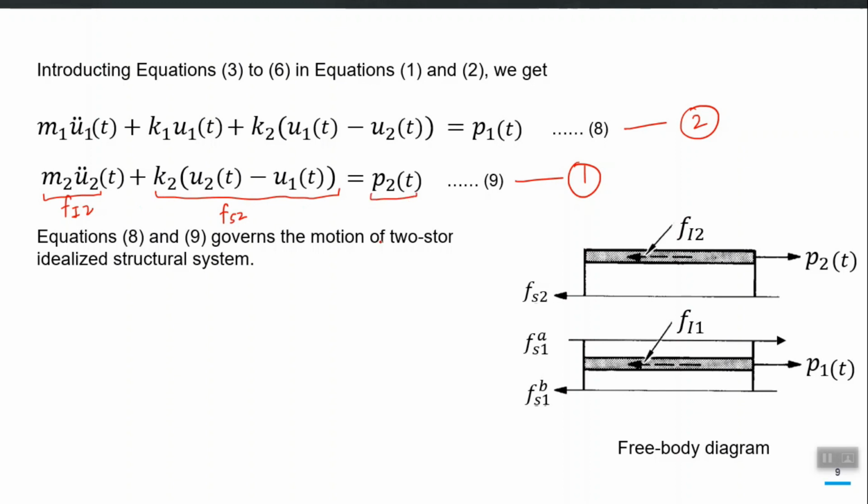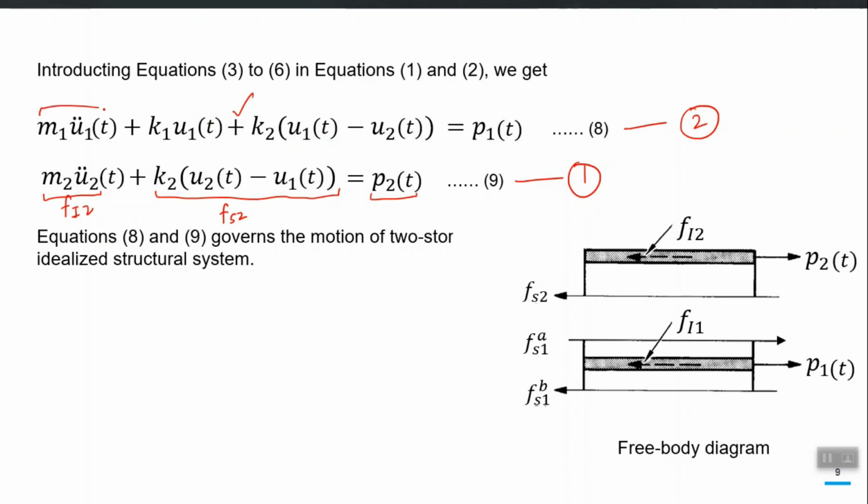and this whole thing, fs2, is equal to p2 of t, right. Similarly, the equation will also be m1 u1 double dot plus k1 u1 plus k2 u1 minus u2. So what they did is actually u2 minus u1 is now changed to u1 minus u2, and this one is changed to plus, right.